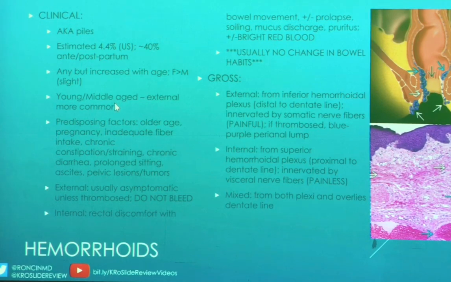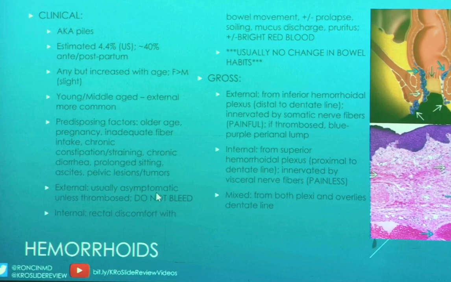If the patient is young or middle-aged, it's far more likely that they're going to have external hemorrhoids than internal or mixed. Predisposing factors for this include things like older age, pregnancy, as we noted above, inadequate fiber, chronic constipation, straining, diarrhea, prolonged sitting, even things like pelvic lesions or tumors that are compressing the pelvic region. These can all lead to hemorrhoids.